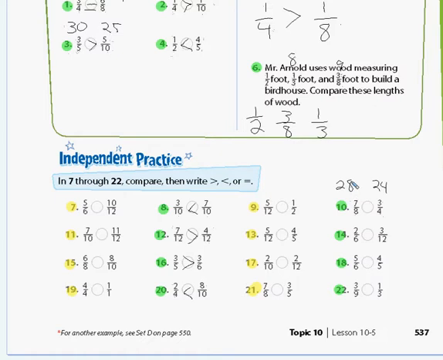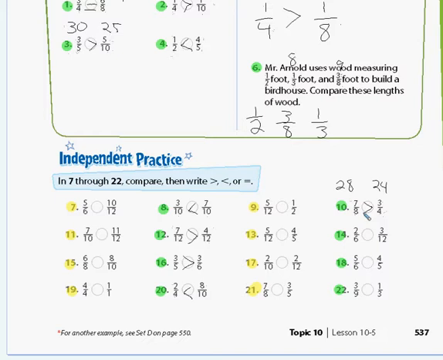But we can also talk about how far they are from the whole. 7/8 is only 1/8 away from being at a whole, and 3/4 is a fourth away from getting to a whole. So since this is only 1/8 away from one whole, and this is 1/4 away from one whole, it's going to take 3/4 a little bit longer to get to a whole. So that's telling us that 7/8 is greater than 3/4.